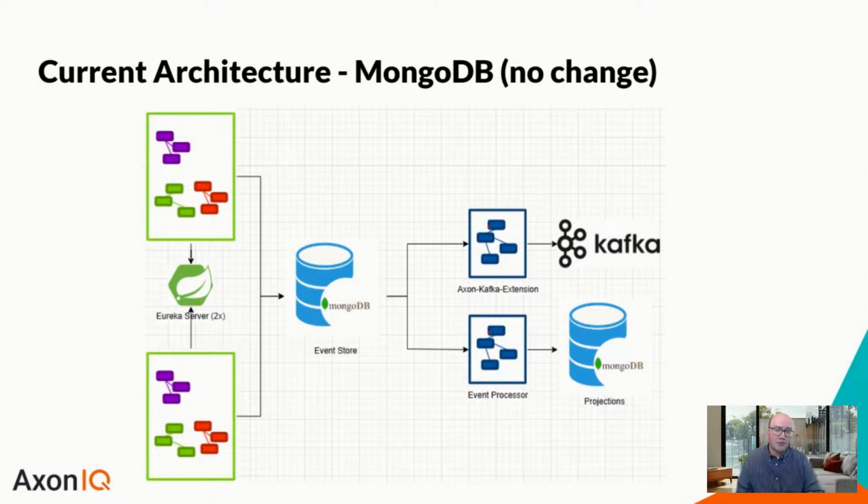And as we talked about, here's the current architecture with Mongo. There's no change at this point. We don't have the ability to distribute queries in any way, shape, or form unless we were to take on Axon Server as another piece of infrastructure in this picture. That would be the only way we'd be able to make this happen.